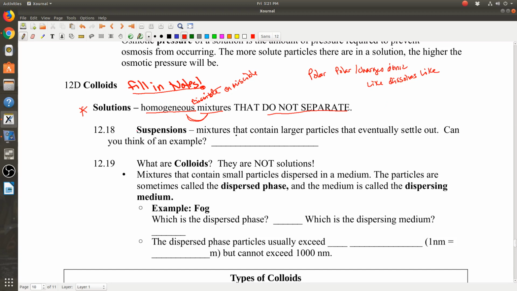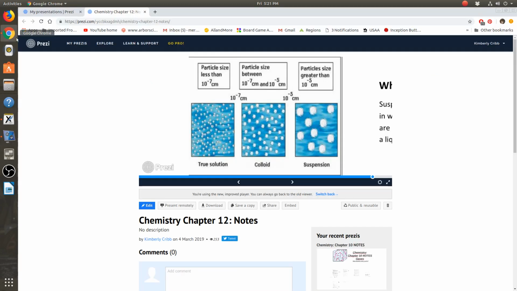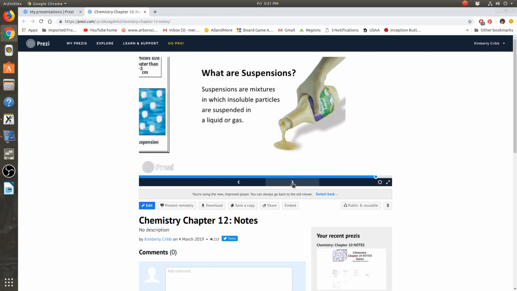Now we have something called suspensions, which are not really solutions. So a solution is a homogeneous mixture. Things are miscible, like dissolves like. A suspension is a mixture that contains larger particles that eventually will settle out. Can you think of an example? Okay, I'm going to go to the Prezi. I think I have a couple of pictures of something that is a suspension. Yeah, so here we go, suspensions.